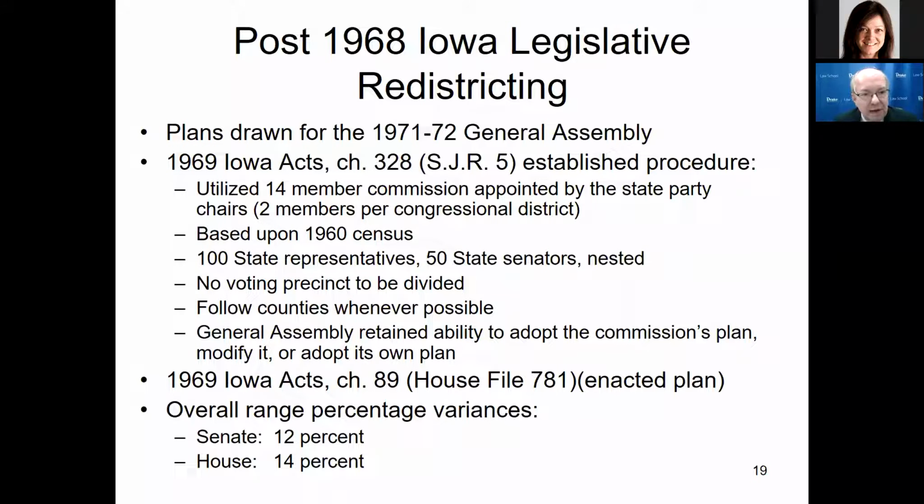To be based on the 1960 census, the plan would consist of 100 state representatives and 50 state senators, should follow counties whenever possible, and did provide that the General Assembly, after they got a plan from the commission, could modify it or adopt its own plan. As a result, the Iowa General Assembly passed its redistricting plan. And see here, the overall range percentage variances for that plan for the Senate was 12% and the House was 14%.